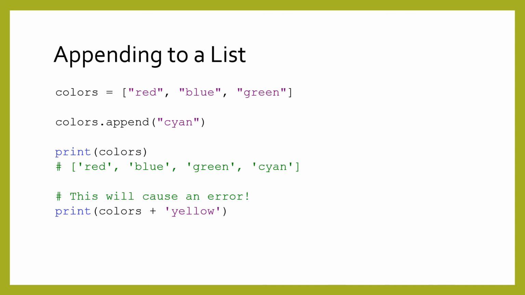You cannot add elements to a list using the plus operator. Instead, you must call a method of the list, called append. The word append means add to the end. Append lets you add one thing to the end of the list. The append method returns None, so be careful not to assign it back to the variable.